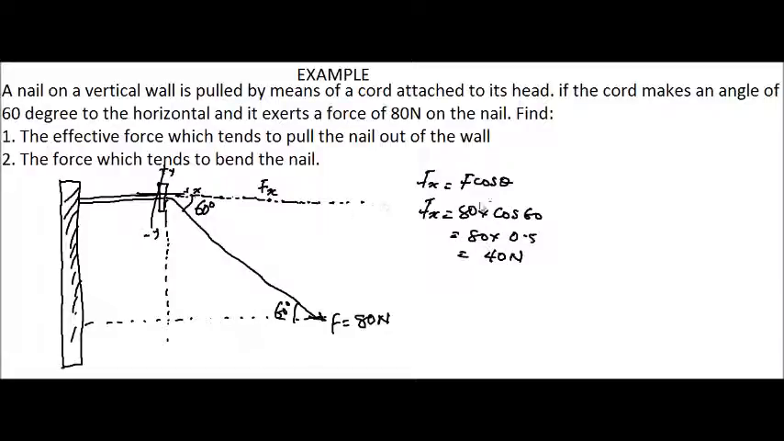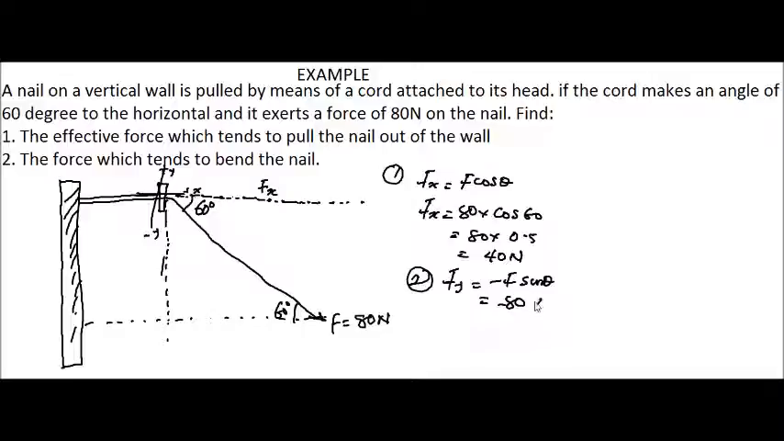Now that is number 1. So number 2, what will be the force that tends to bend the nail? If we want to bend the nail, we are going to bend it towards this direction. Now if you look at this, this is on negative y. So f subscript y is equal to minus F sine theta.